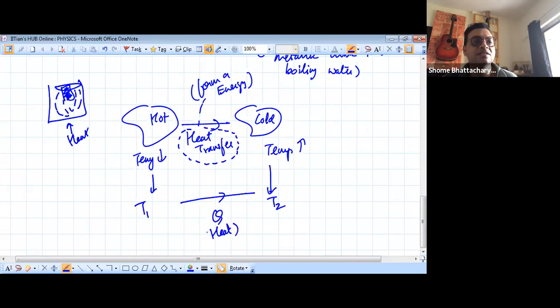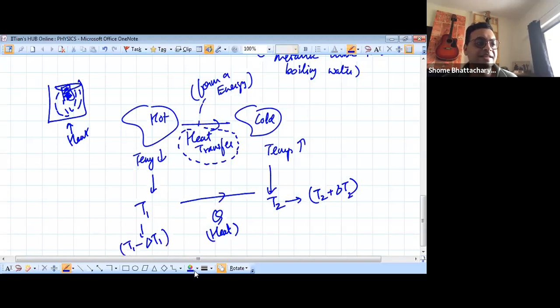Now you can also see there's a relation between heat and how the temperature of this body will tend to increase. It will become T2 plus some delta T, let's say. Whereas the temperature of this body will tend to decrease. It will become T1 minus delta T1, let's say. And this one will become T2 plus delta T2.